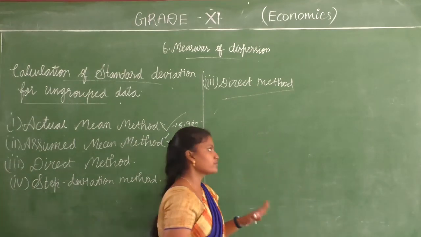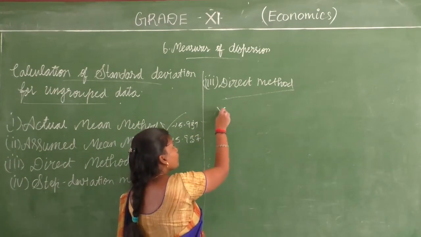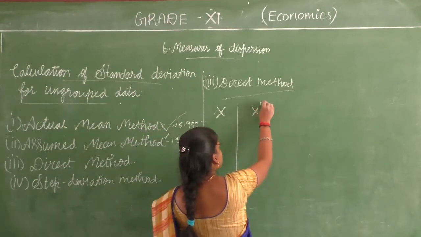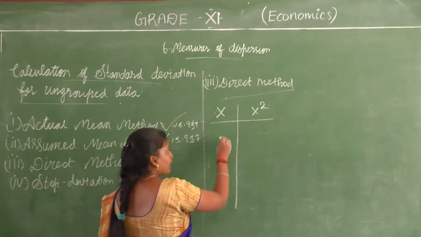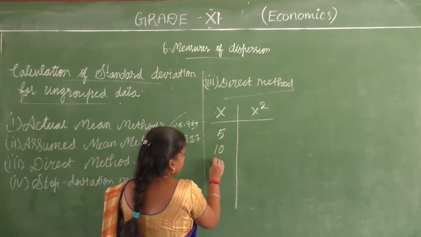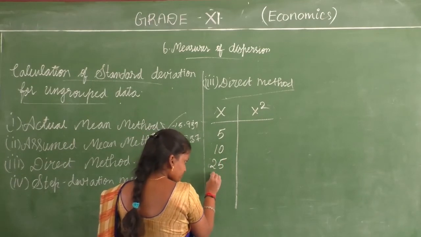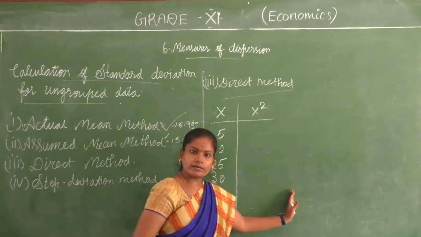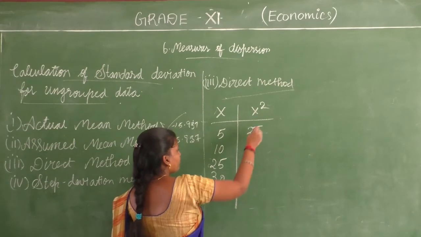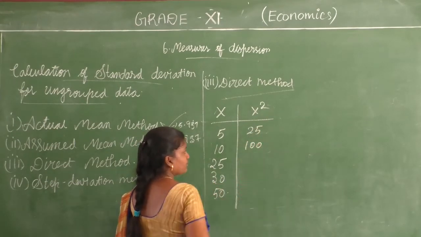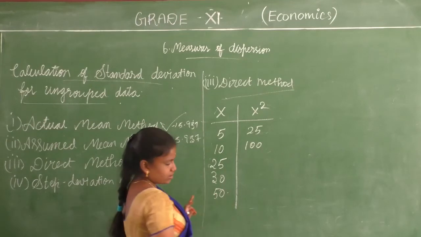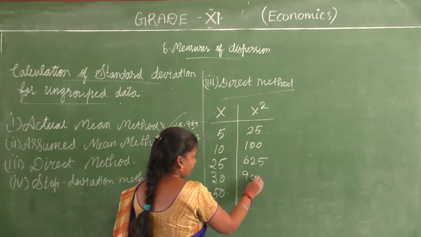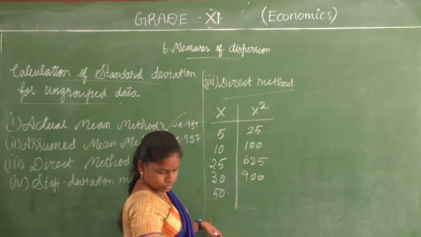So what are we going to do first? As usual, you are going to have your x and you need the square. Whatever it is, you need the squared values. So what are your values? 5, 10, 25, 30 and 50. I want you to square directly. 5 square, 25, 10 square, 100, 25 square, 625, 30 square, 900, 50 square, 2500.